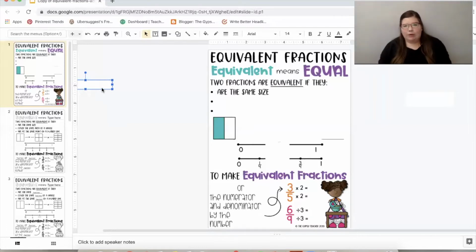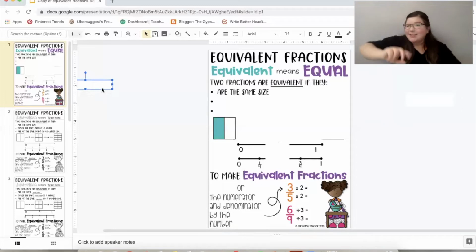So I want you to repeat after me. Two fractions are equivalent if they are the same size. If they are the same size. Good, let's say that one more time.